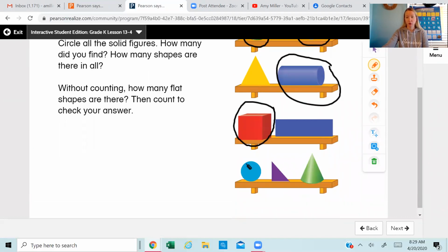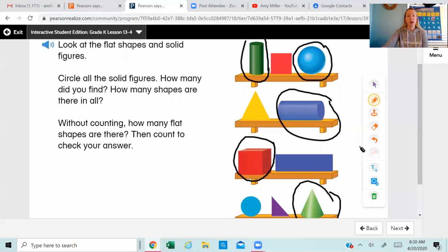Down here we have a circle. You're right, not going to circle it. That is a flat shape, flat figure. Here we have another triangle. It's just shaped a little bit differently. So nope, we're not going to circle that one. That one is not solid. That one is also flat. And last we have a cone. Think of a party hat that goes on your head. Is that a solid figure? Sure is.